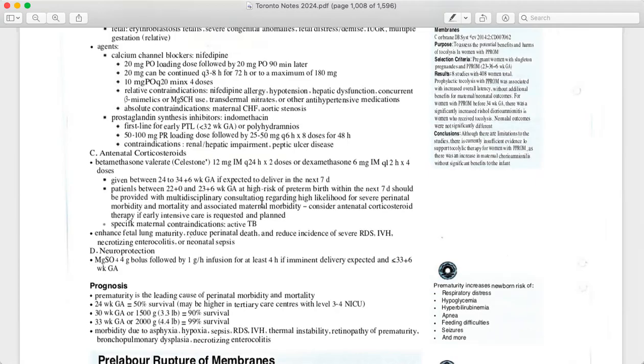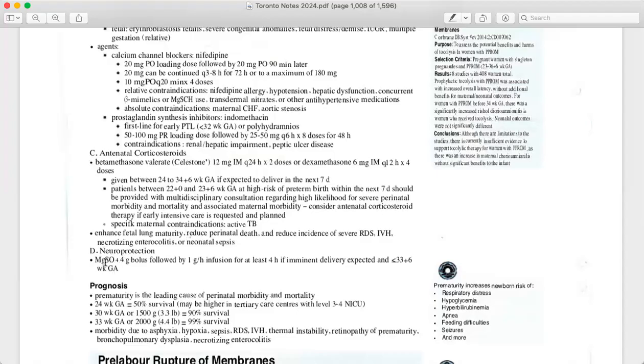So all of these multidisciplinary consultations regarding high likelihood for severe perinatal morbidity and mortality and then maternal mortality, and consider antenatal corticosteroid therapy if early intensive care is requested and planned. Specific maternal contraindications is including TB. So if the female is having TB, you are not going to give corticosteroids. Just remember this one. And what it does is basically enhance the fetal lung maturity, all this.